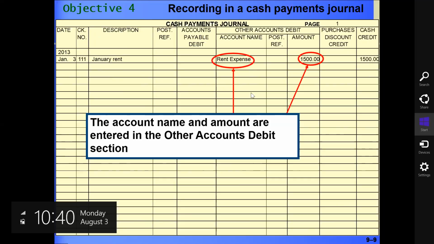This way we'll only have to post to the general ledger one time, whereas when we did accounting 101, we posted to the general ledger many times, every time we wrote a check. So this is also to save effort. Are we good? Good.